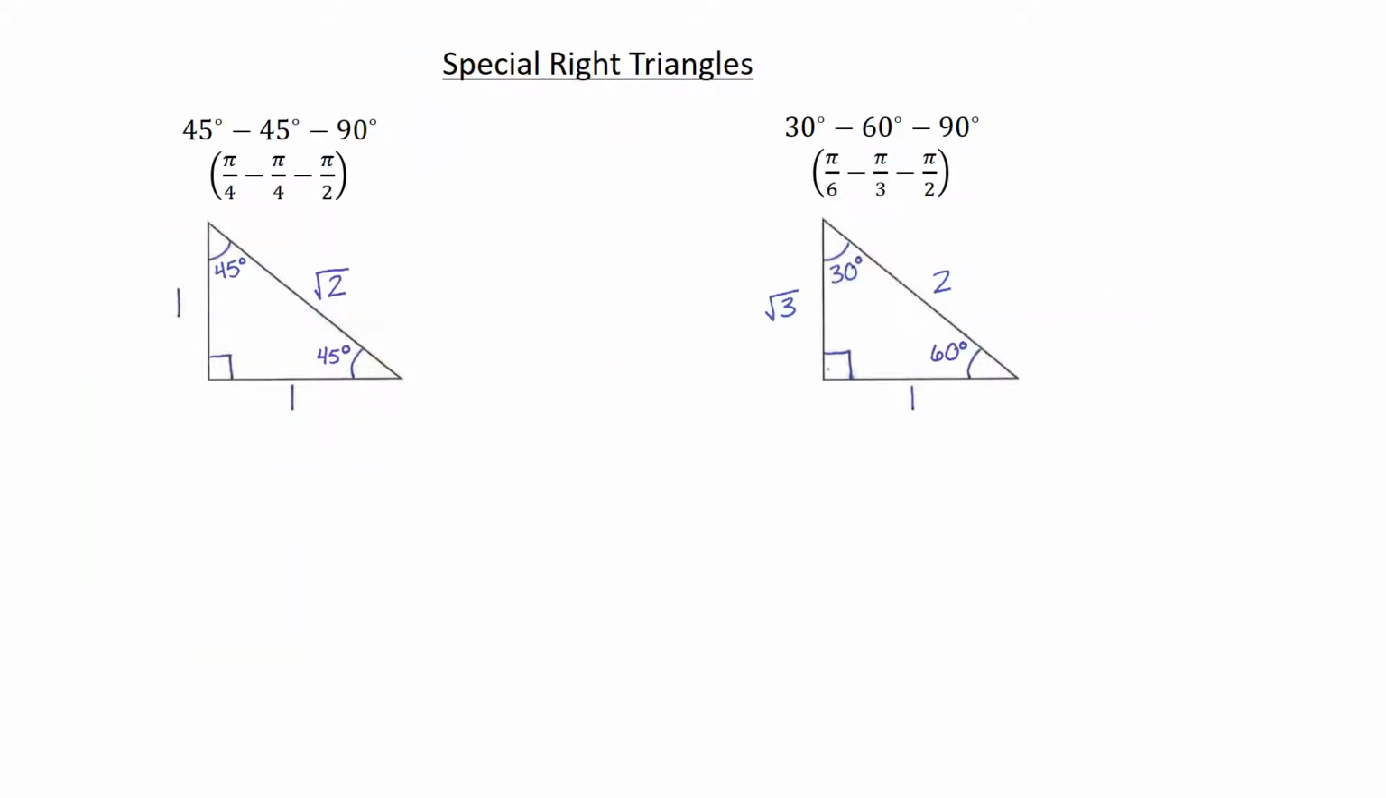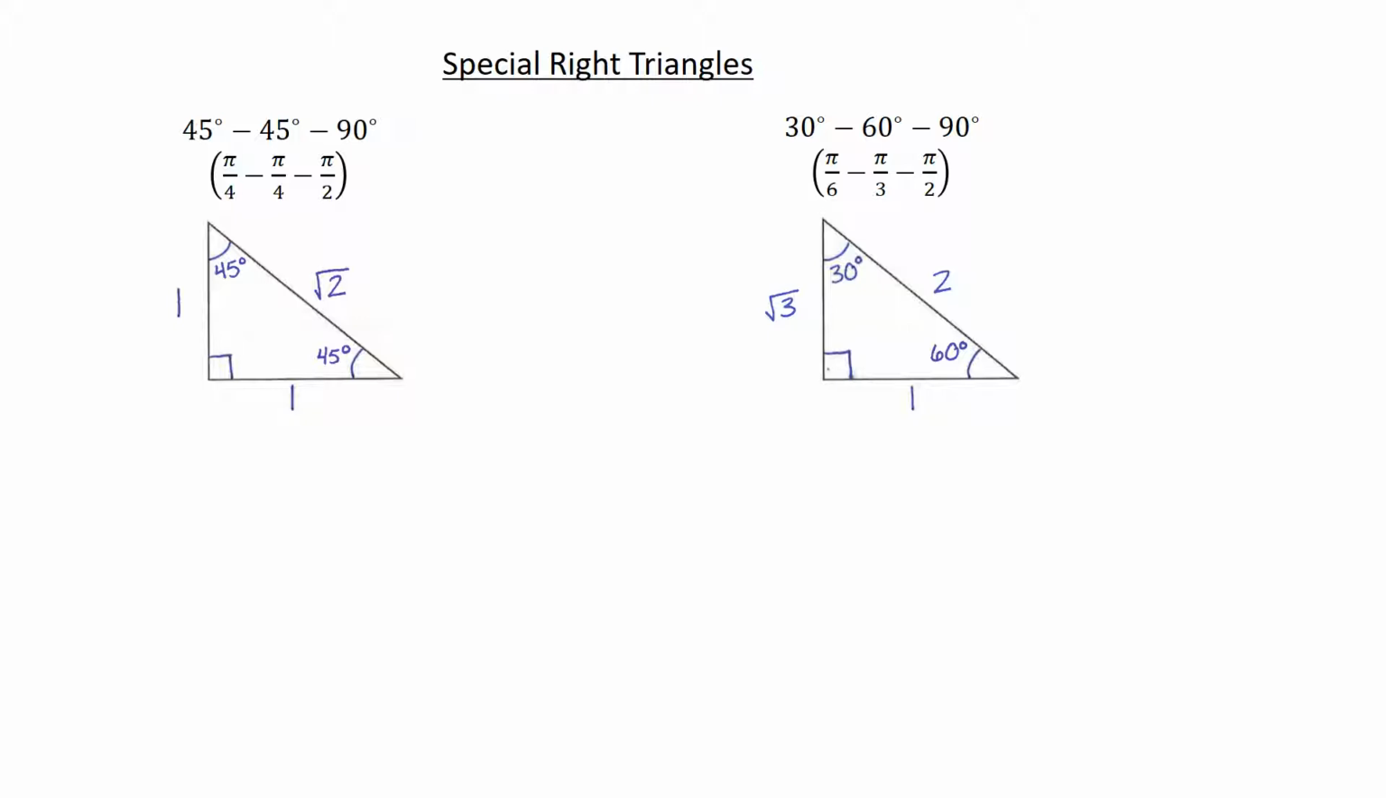Now we're going to look at two very special triangles that are actually called the special right triangles. One of these triangles is called the 45-45-90 triangle. So here we have our 90-degree angle, and the other two angles are represented by 45 degrees. Notice that my two side lengths are 1 and 1, and the hypotenuse length is root 2. Now 45 degrees is the same as pi over 4. So this could also be the pi over 4, pi over 4, pi over 2 right triangle if we're thinking about it in terms of radians.